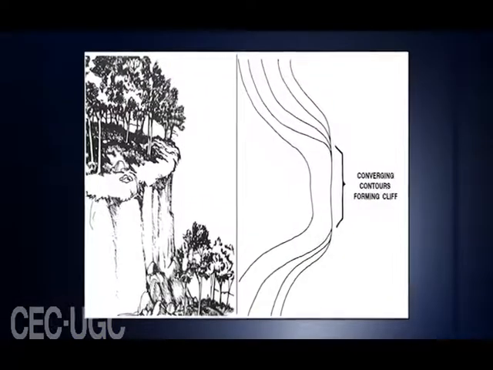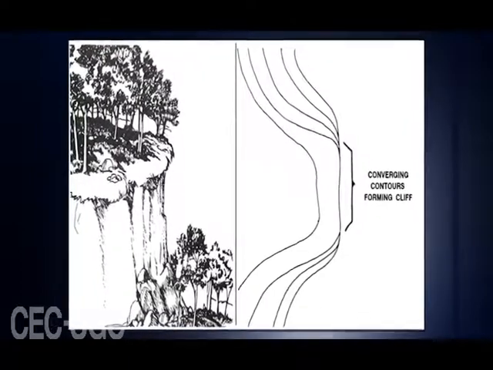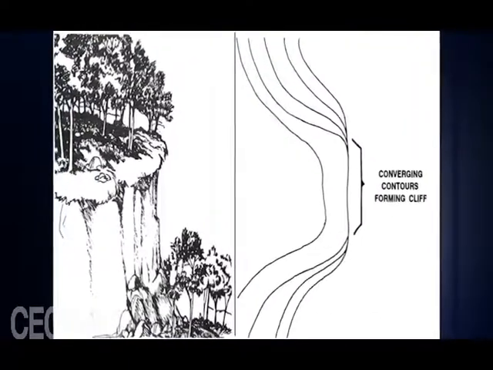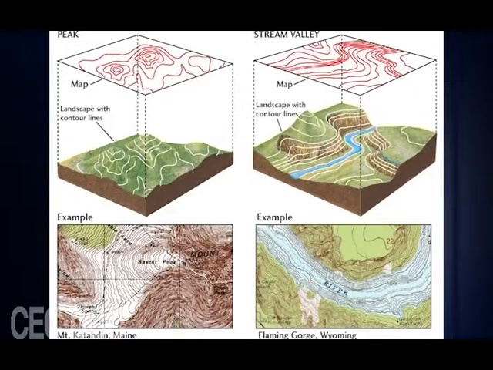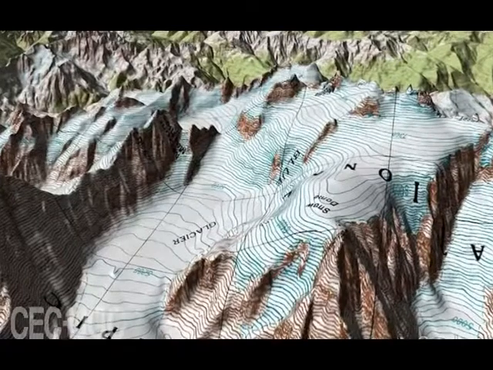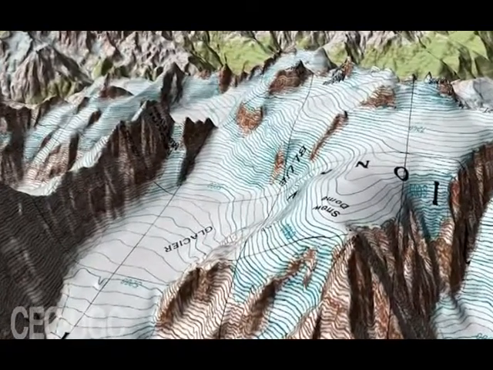The closer contour lines are to one another, the steeper the slope is in the real world. If the contour lines are evenly spaced, it is a constant slope. If they are not evenly spaced, the slope changes. A series of closed contours represent a hill. If the closed contours are hatched, it indicates a closed depression. Contour lines crossing a stream valley will form a V shape pointing uphill.